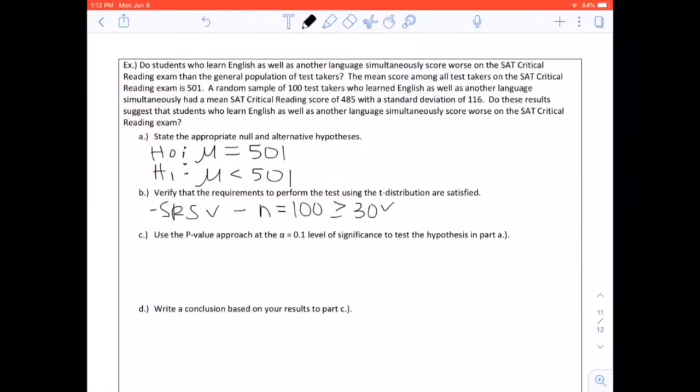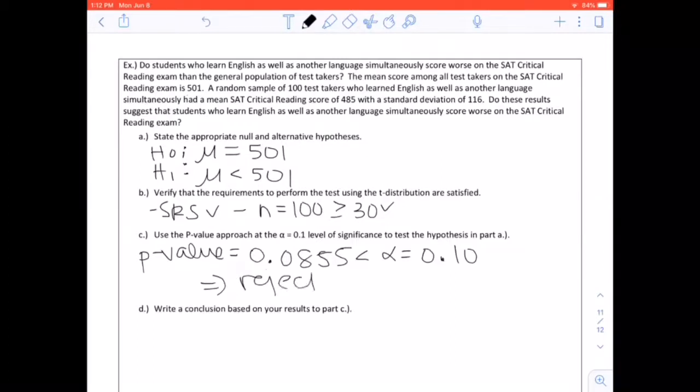So from the calculator, we get a p-value equals 0.0855, which is less than alpha equals 0.10. And this means that we are going to reject H naught.